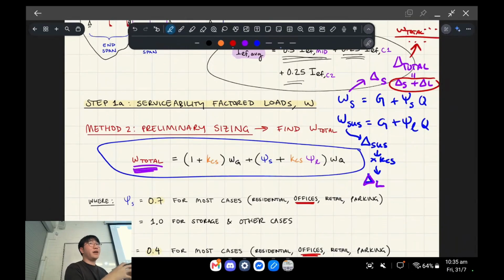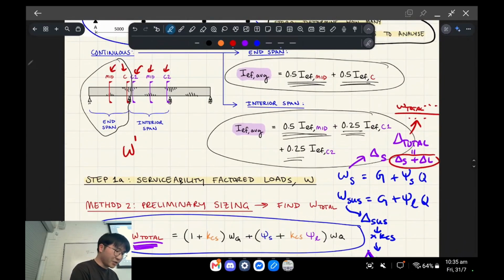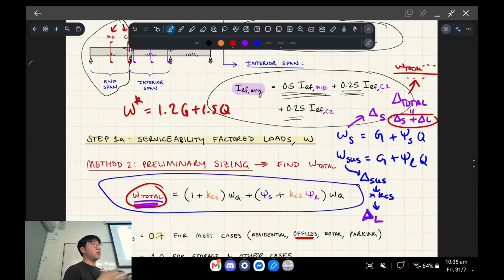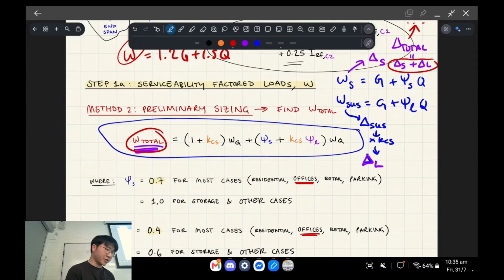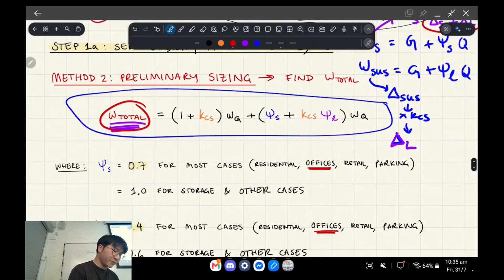It's going to be like an amplified load, similar to the way that when you did W star for strength load combinations, you were using like 1.2G plus 1.5Q, whatever. What this W total load will be is an amplification factor, similar to this. In reality, this doesn't represent the everyday loading, but it represents the equivalent load which gives you the total deflection. So that's what this whole thing is.